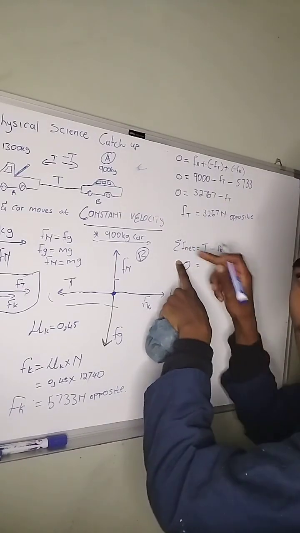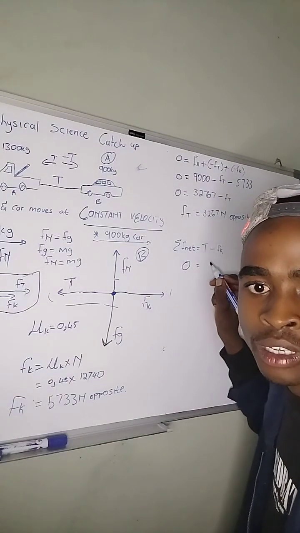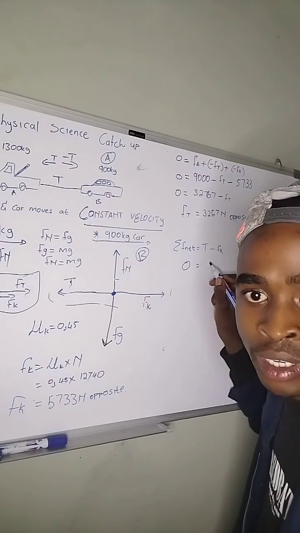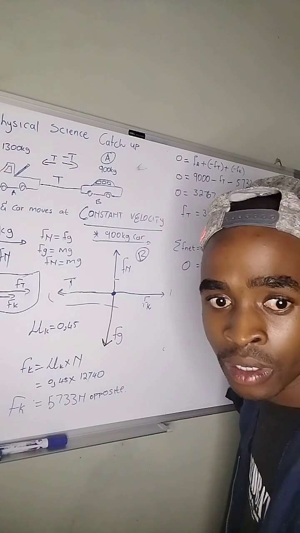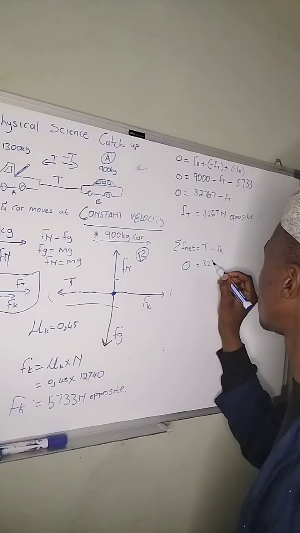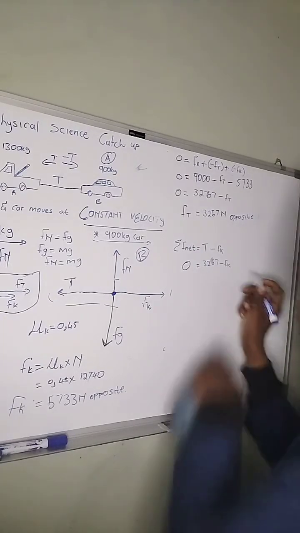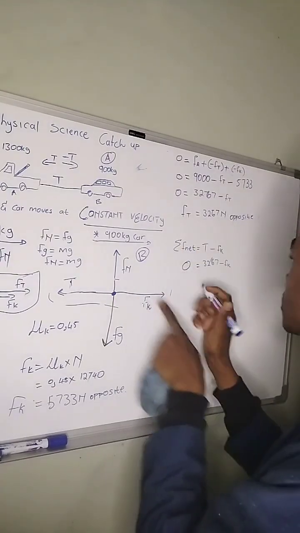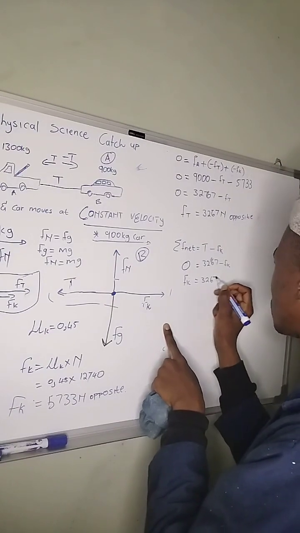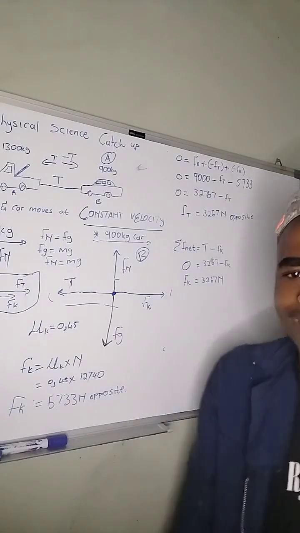So since the F net is going to be 0, what is the value of T? Can I have the value of T? 3,267. Thank you very much. 3,267 minus Fk. I transpose this Fk to the other side. So I will have Fk being equal to 3,267 newtons. Simple.